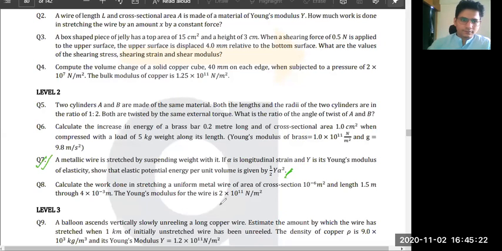Eighth one, calculate the work done in stretching a uniform metal wire. Now, see, work done is same as elastic potential energy, yes or no, right? So area is given, length is given, change in length is given, Young modulus is given. Tell me, strain you can calculate, change in length by length, then stress you can calculate, right? Area you have, so half into stress into strain into volume.